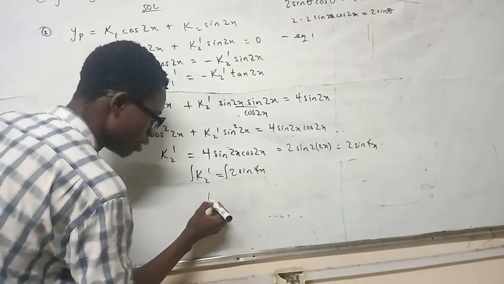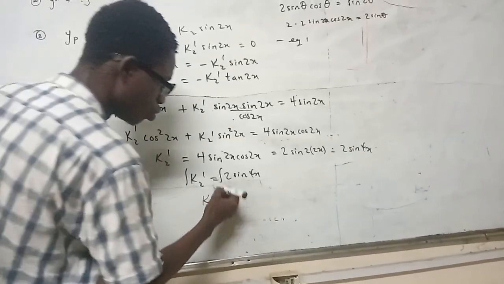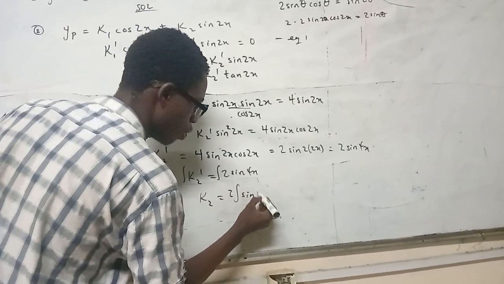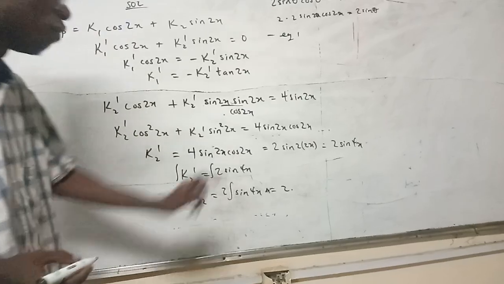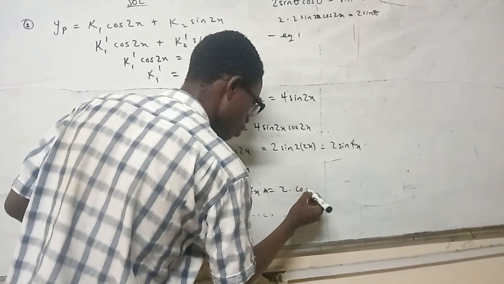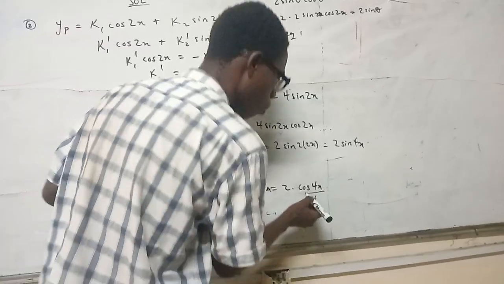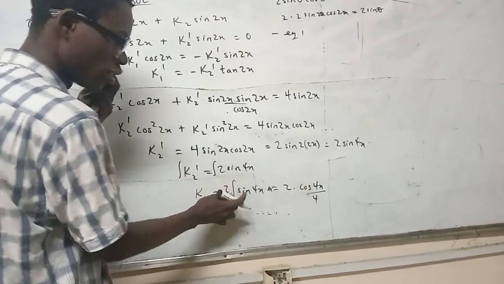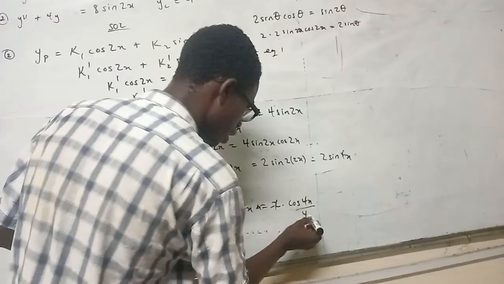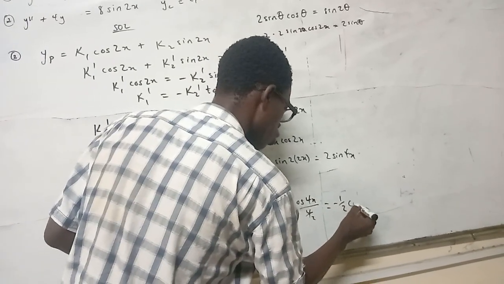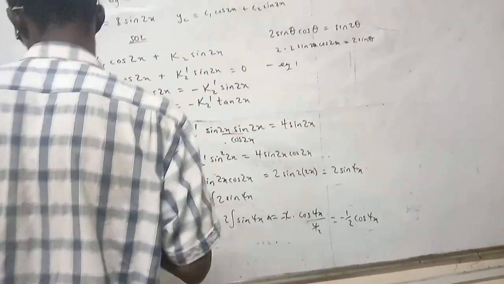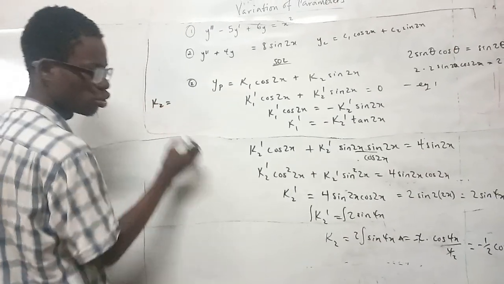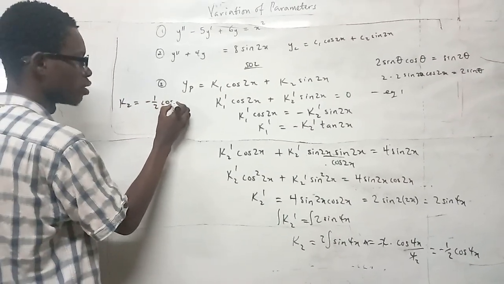If I integrate this one, I get k2, sorry. So I get k2 equals 2 integral of sine 4x dx. Now if you integrate sine 4x, we are going to get cos 4x over 4. But since this is cos, if we differentiate cos, there will be a minus. But it is not here, so we put it here, and this cancels this here, equals minus 1 over 2 cos 4x. So we have integrated and we have gotten our k2. So for the second equation, k2 equals minus 1 over 2 cos 4x.